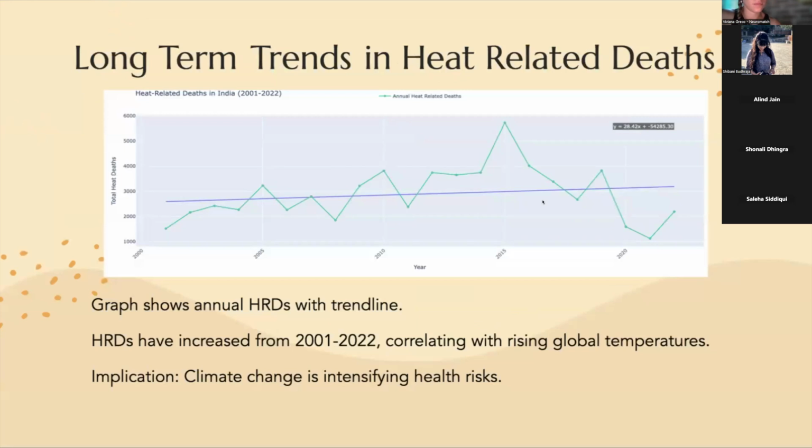Long-term trends in heat-related deaths. Our results reveal a concerning trend. Heat-related deaths have been increasing over the past 2 decades, as we can see from the blue line, which is the mean. The trend correlates with rising global temperatures and more frequent heat wave events. As shown in the graph, both the number of heat-related deaths and the overall trend line indicate a growing public health crisis in India. These findings highlight the urgent need for effective adaptation strategies to reduce mortality risks.